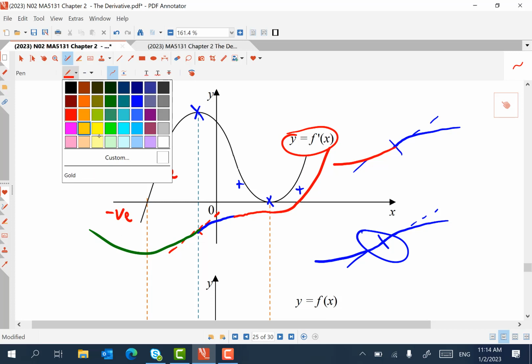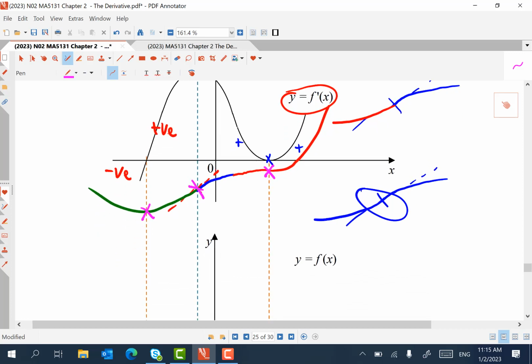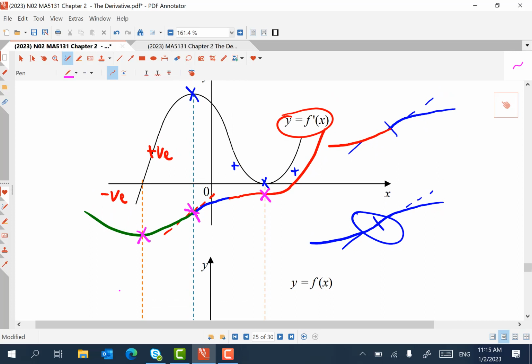What color should I choose? Okay lah. This one. 1, 2, 3. Draw below the axis. You won't know where. Why it's supposed to be below the axis? You have an issue there? Let me know.